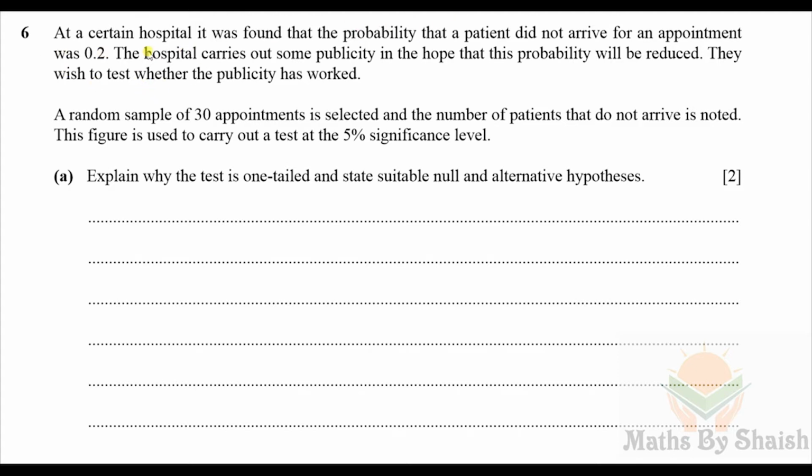At a certain hospital, it was found that the probability that a patient did not arrive for an appointment was 0.2. The hospital carries out some publicity in the hope that this probability will be reduced. They wish to test whether the publicity has worked. A random sample of 30 appointments is selected and the number of patients that do not arrive is noted. This figure is used to carry out a test at 5% significance level. Part a is to explain why the test is one-tailed and state suitable null and alternative hypotheses.